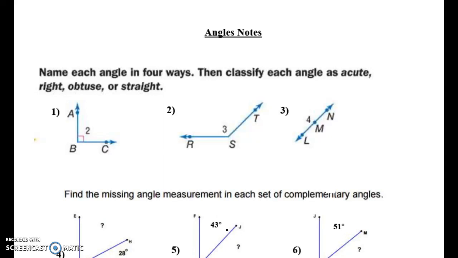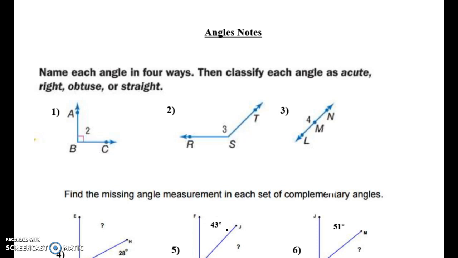All right, in this lesson, we're going to talk about different types of angles and how to find measurements in various types of angles. So for our first three problems, we're going to talk about the different ways that we can name angles and how we can classify them. So we can name an angle in four different ways.